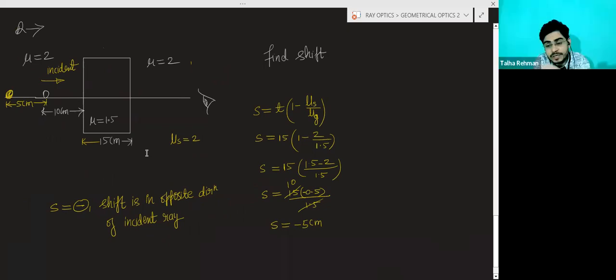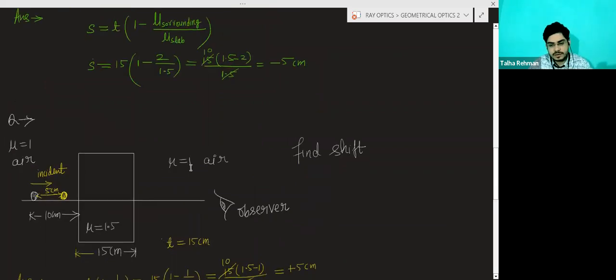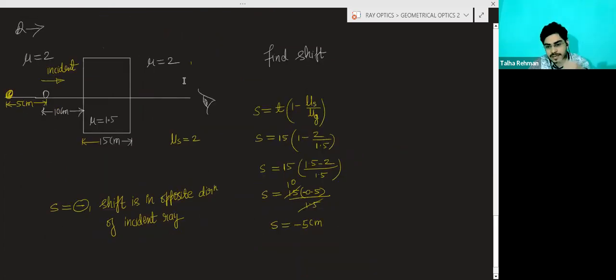So see the difference in both the questions. In this question, around the glass slab there is air. And in this question, around the glass slab there is no air; there is another medium having a refractive index of 2.